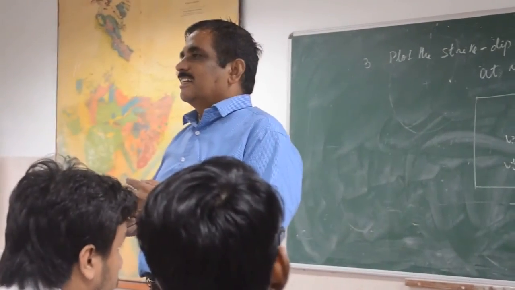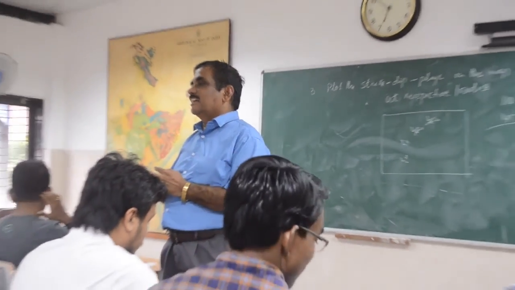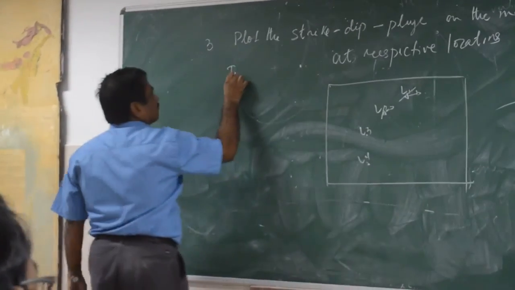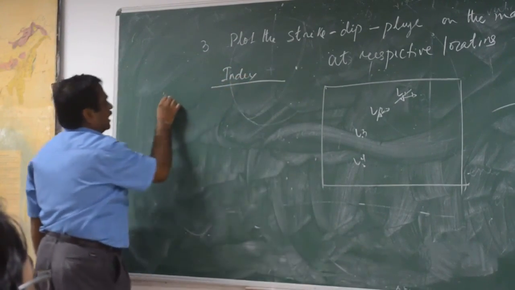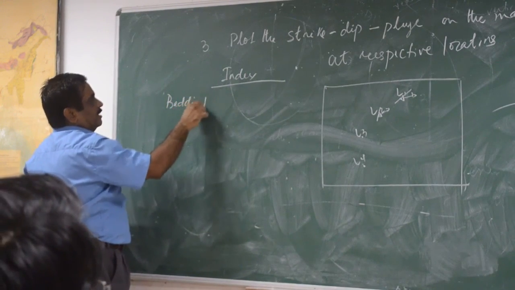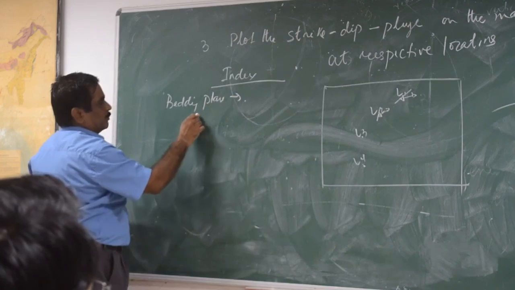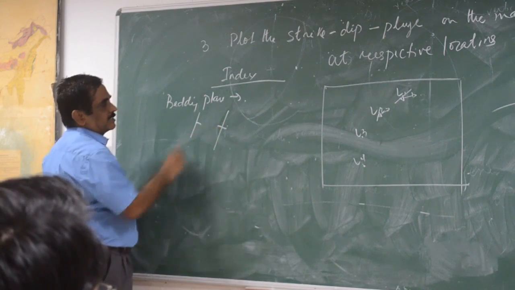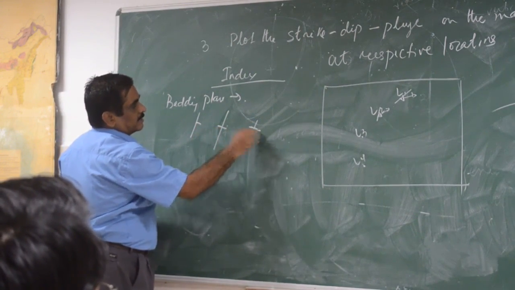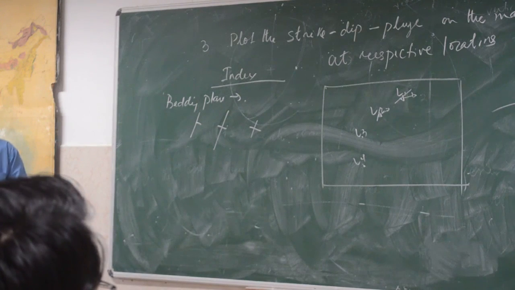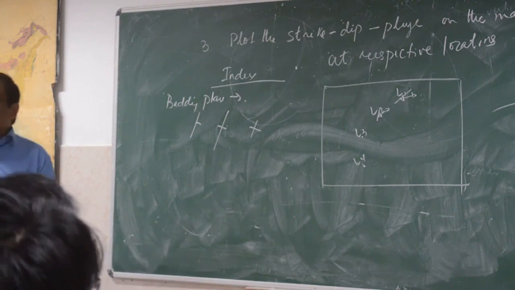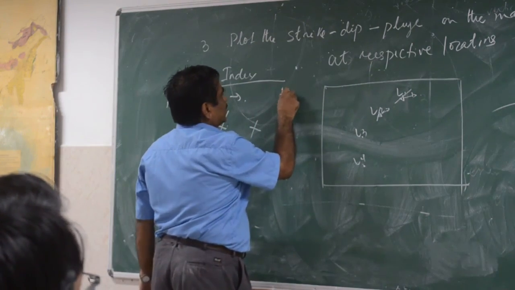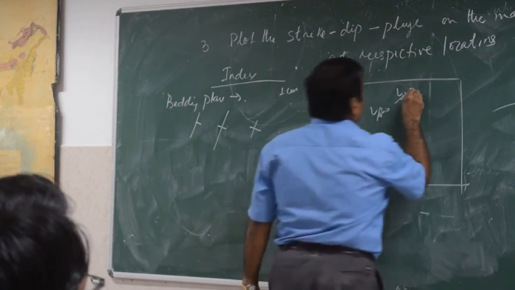Bedding planes, if like this, vertical bedding plane is like this, horizontal bedding plane is like this, both sides same. See what I am asking? What is the length of that? Length of the lines, 5 or 1 centimeter. This line should be 1 centimeter.